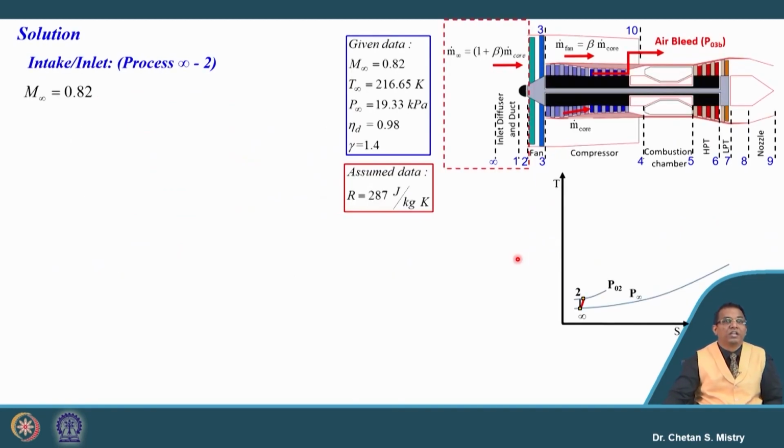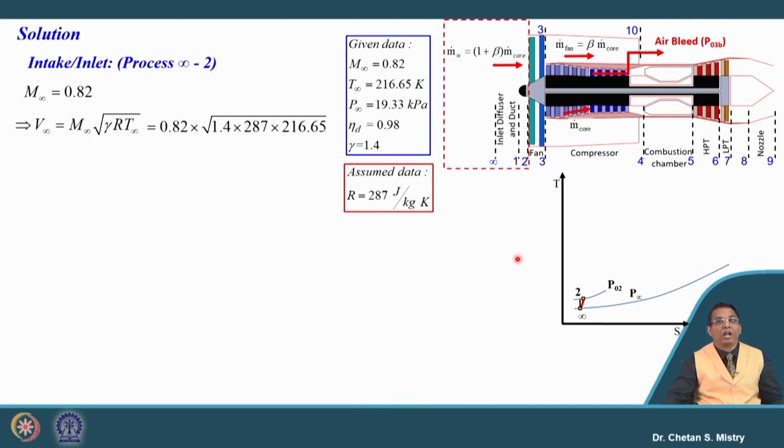Here my flying condition is given, the engine flow is entering at Mach 0.82. We can say this is the flight Mach number or aircraft Mach number. Now, the very first component we have is our intake. For that we calculate our free stream velocity. This free stream velocity, based on Mach number, is coming 241.93 meter per second.